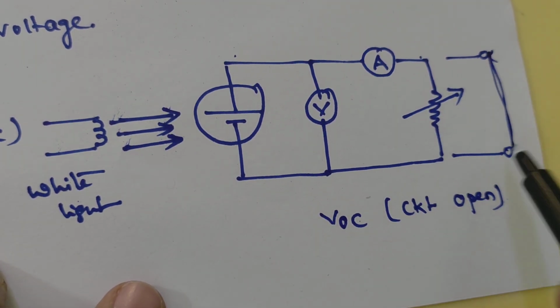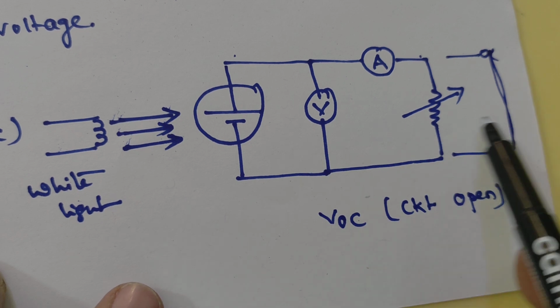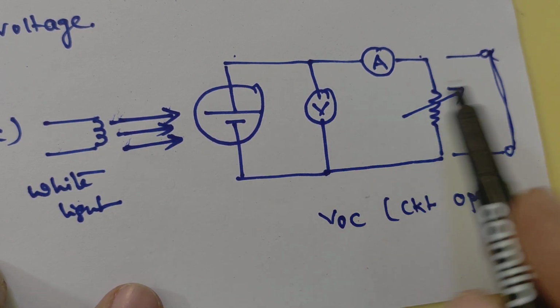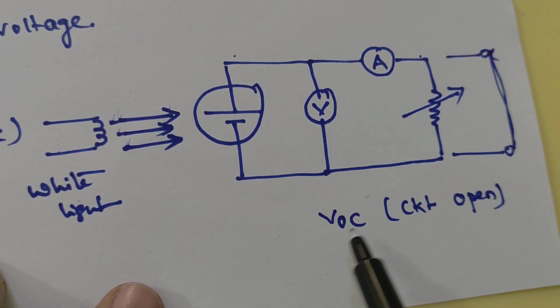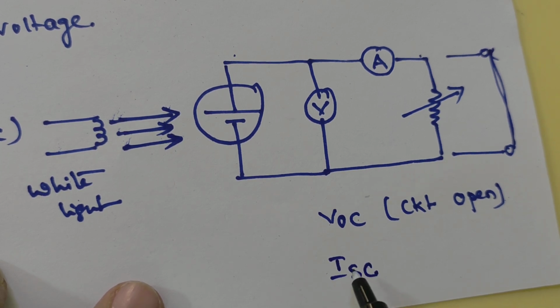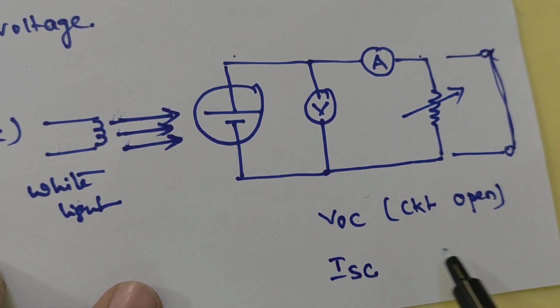Just a metallic wire is given. A metallic wire means there is no restriction in passing the charge carriers. All the charge carriers can easily move. That particular situation is called a short circuit situation. At that moment, the current is maximum and the voltage is zero, because there is no restriction in the passage of current.